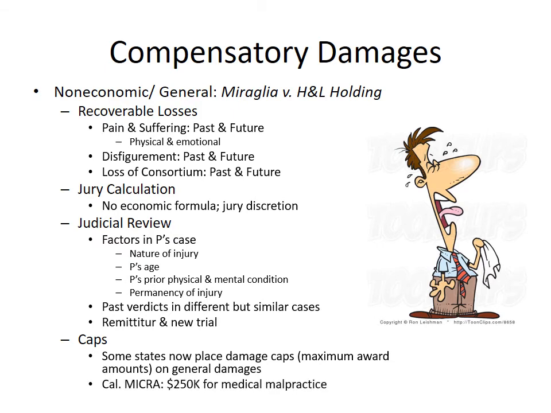California does have a non-economic or general damage cap in medical malpractice cases, and that statute is called MICRA, and the cap is $250,000, regardless of the type of medical negligence, regardless of the age of the victim. The maximum that the victim can get in non-economic damages is $250,000. There was actually a referendum on the ballot, I think about 3 or 4 years ago, where they tried to dramatically raise that amount, which was set in the 1970s, but the voters voted it down. And so we still have that $250,000 cap on non-economic damages in medical malpractice cases here in California.